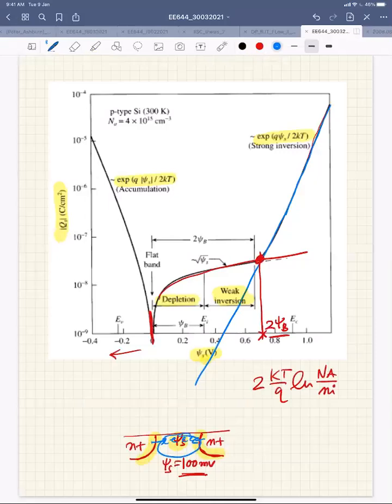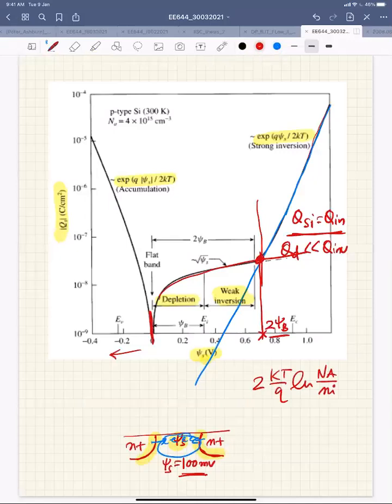After some point, this is the weak inversion. Strong inversion is where the number of electrons is much higher than the depletion charge. So in this part, your QSI will be Q inversion. In strong inversion, your total silicon charge is nothing but your inversion charge, because the depletion charge is much smaller than the inversion charge.